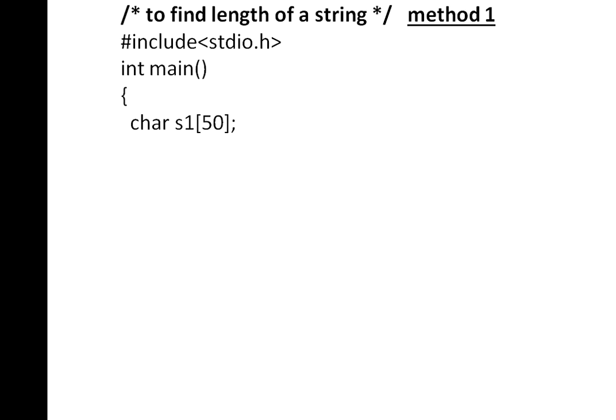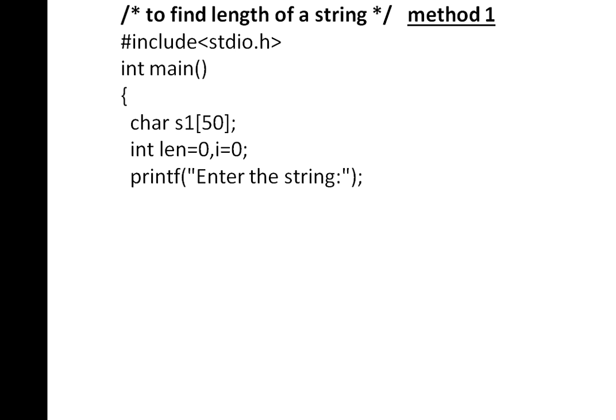So I'm declaring a string as S1. S1 of 50, which means what? I can store a maximum of 50 characters, not exactly 50 characters, 49 characters. The last one is reserved for the null character. And length equal to 0 and I equal to 0. We are using two variables, length as well as I. I'll tell you what the use of it is. And I'm reading the input as I enter the string and gets of S.